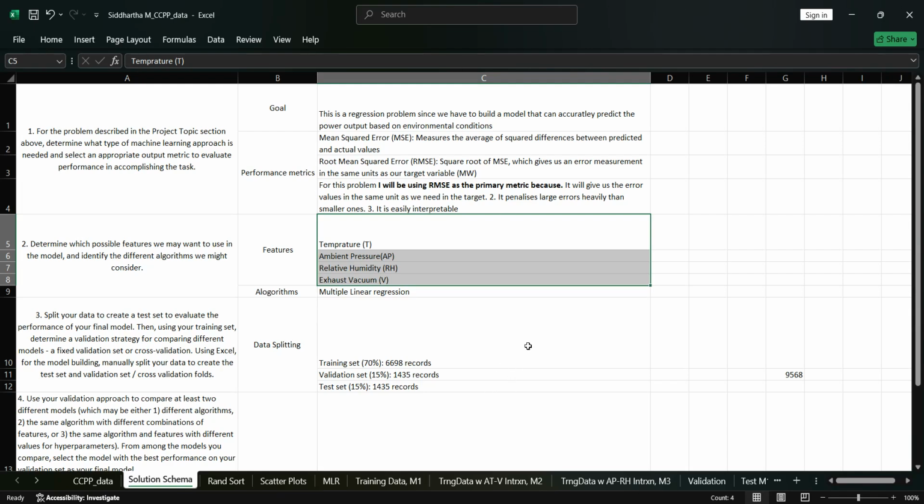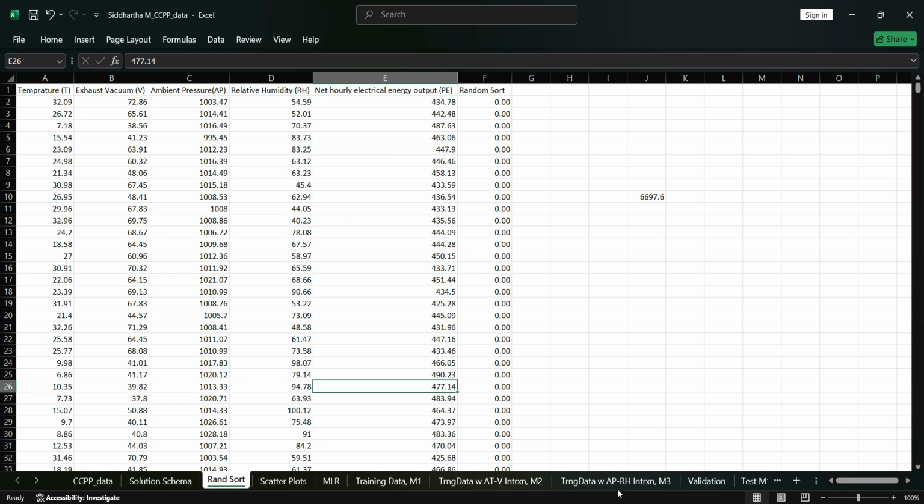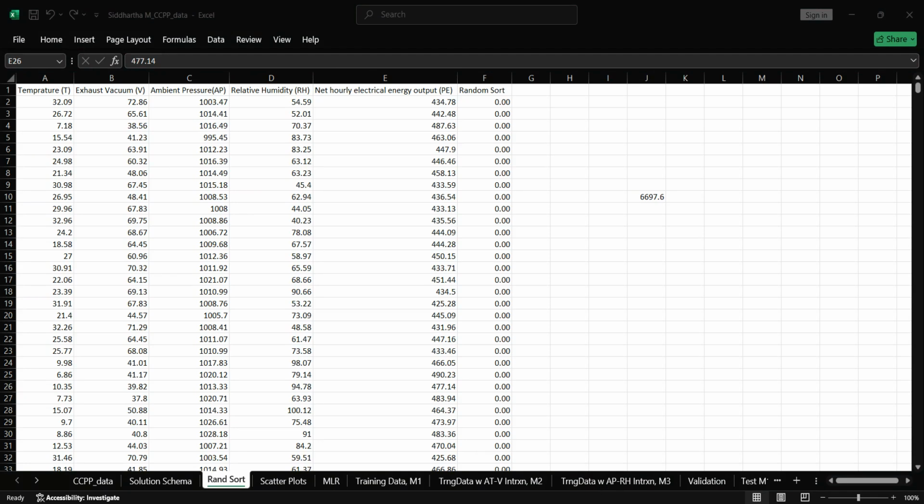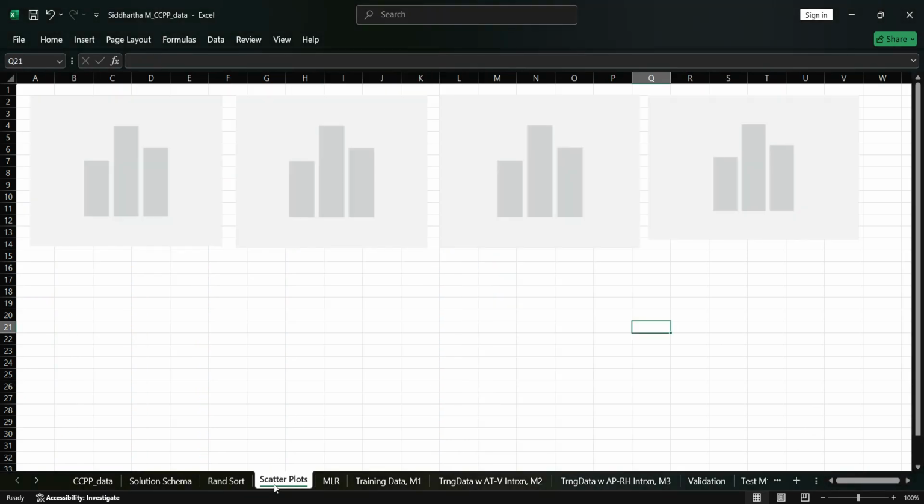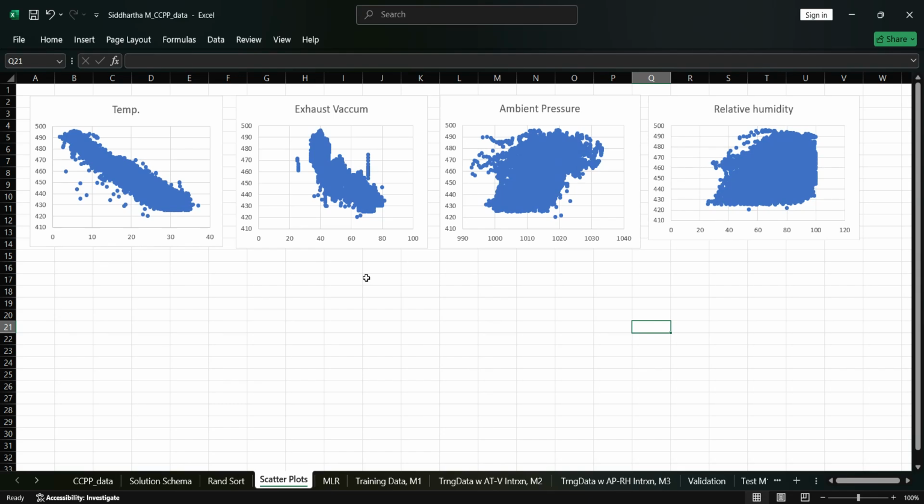Before I proceed, I have also divided the data into three sets: the training set, the validation set, and the test set. The distribution between these three is 70%, 15%, and 15% respectively. Before I moved into this, I also randomly sorted the data so that there is no bias in the way I pick it. I've also made a scatter plot to understand the relationship between all these variables and the energy output.